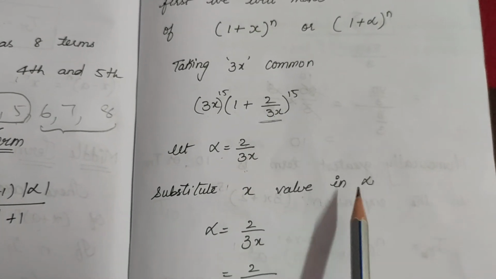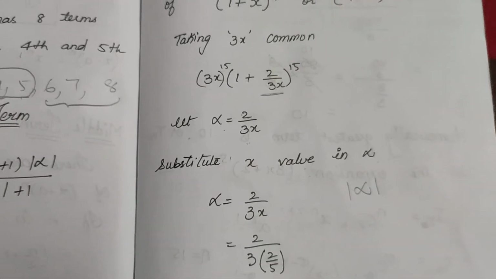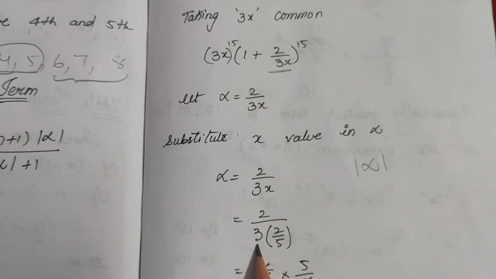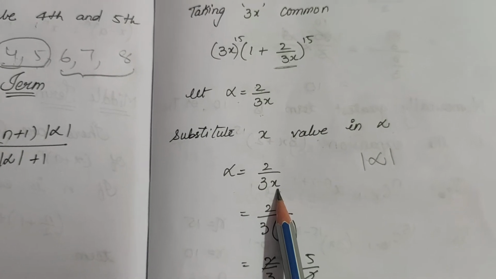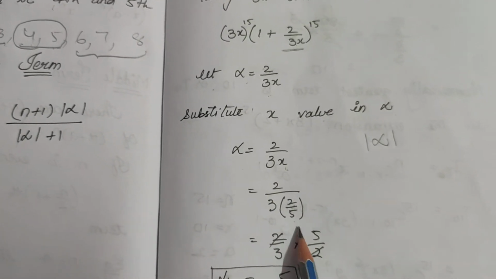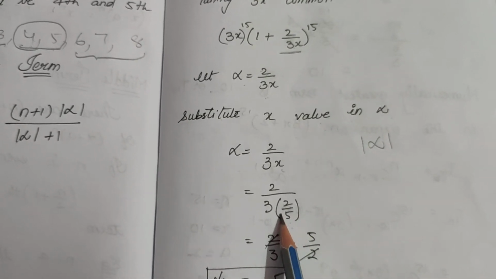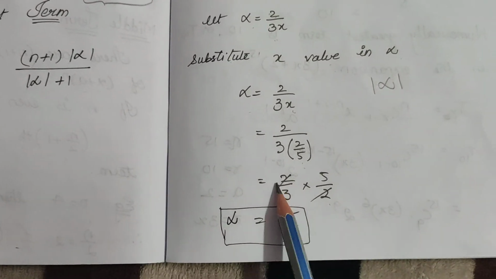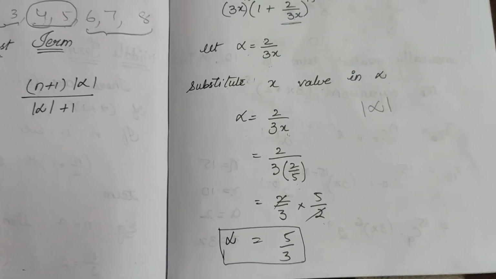Substitute the x value in alpha to find mod alpha. Alpha is equal to 2 upon 3x. In the question it has been given x is equal to 2 by 5. So 2 by 3 into 2 by 5 is nothing but, if there is a fraction in the denominator, it will be reciprocal, 5 upon 2. The 2 gets cancelled. It is 5 upon 3. Alpha is equal to 5 upon 3.